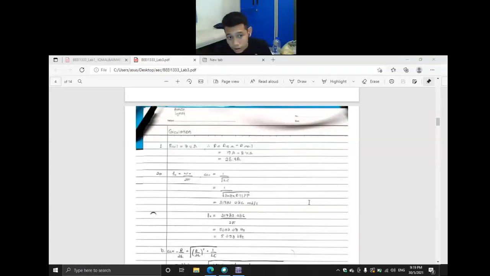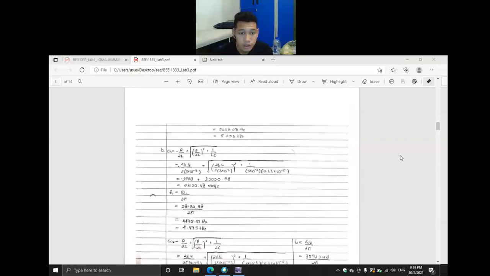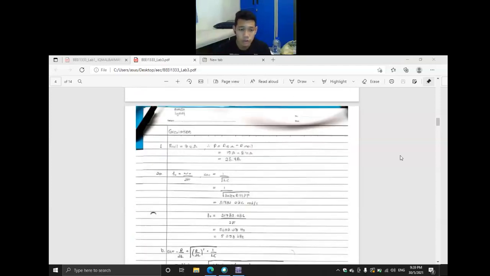And the second one is we need to find the resonant frequency. Resonant frequency is equal to omega naught over 2 pi. So omega naught is equal to 1 over square root of LC, then we just add in the inductance and capacitance values. So we'll get the value 5.058 kilohertz.